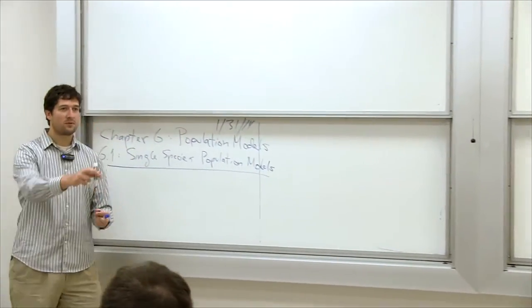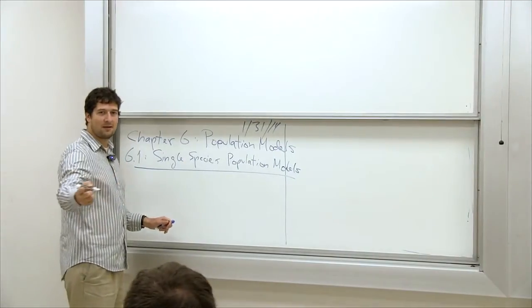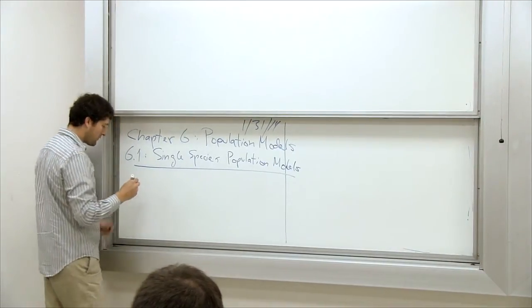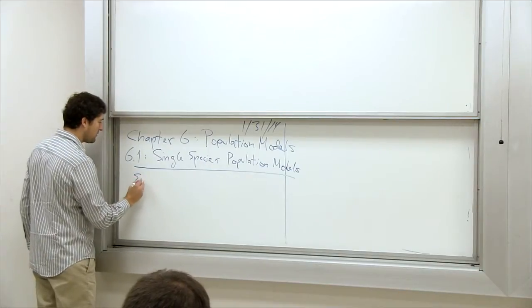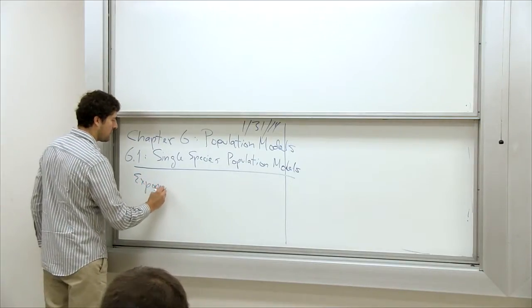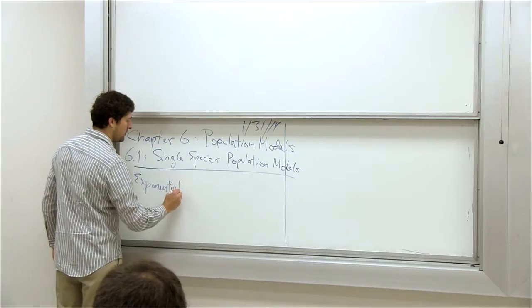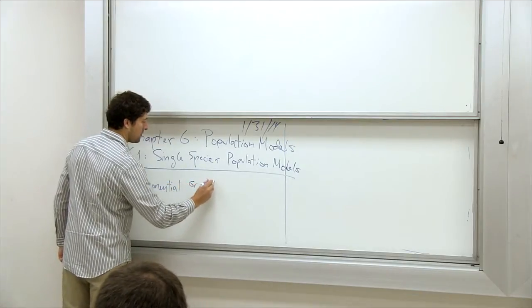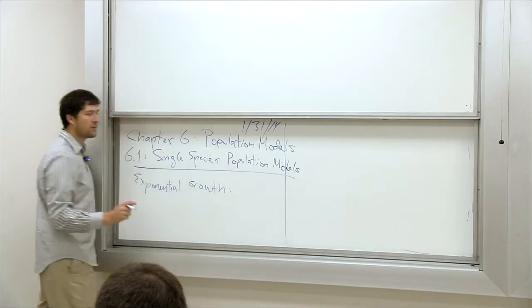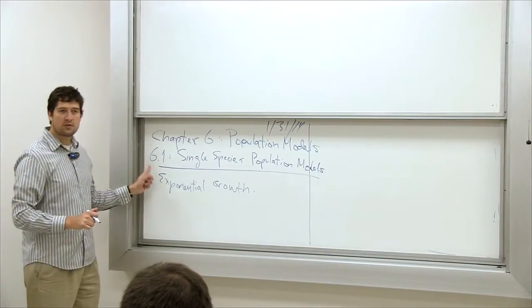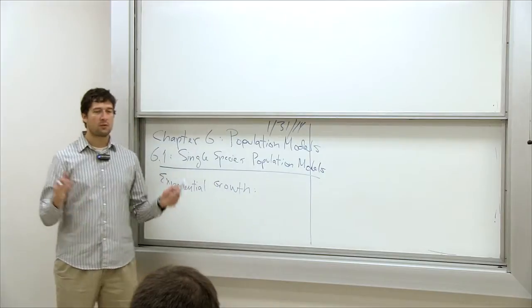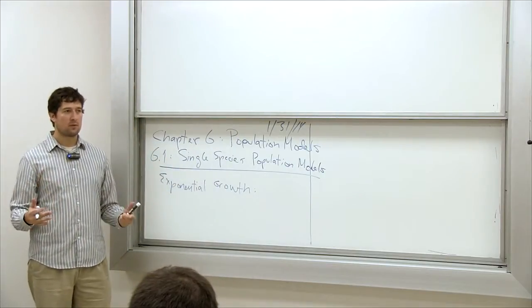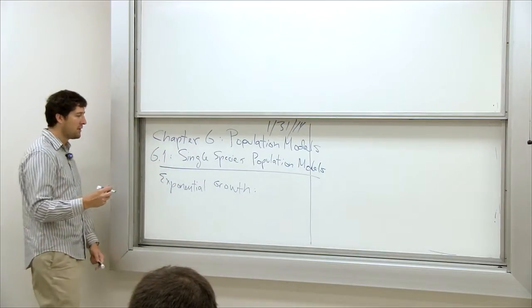What is the simplest model? What is it? Exponential growth. Exponential growth. Okay, so the first type of model that I'd like to discuss with you is, once again, exponential growth. And by the way, we're going to cover section 6.1 today, single species populations. So today we're going to talk about just models of one variable, where there's only one variable over time.